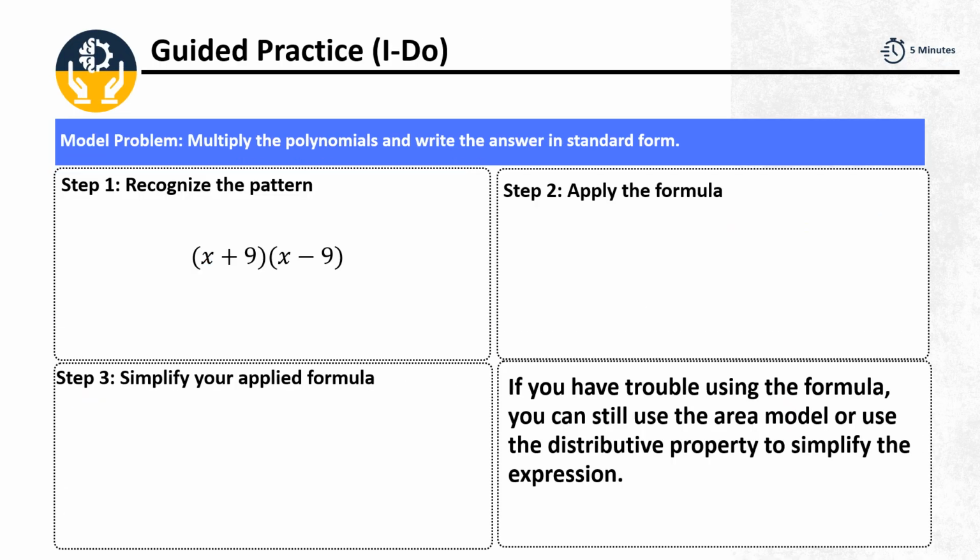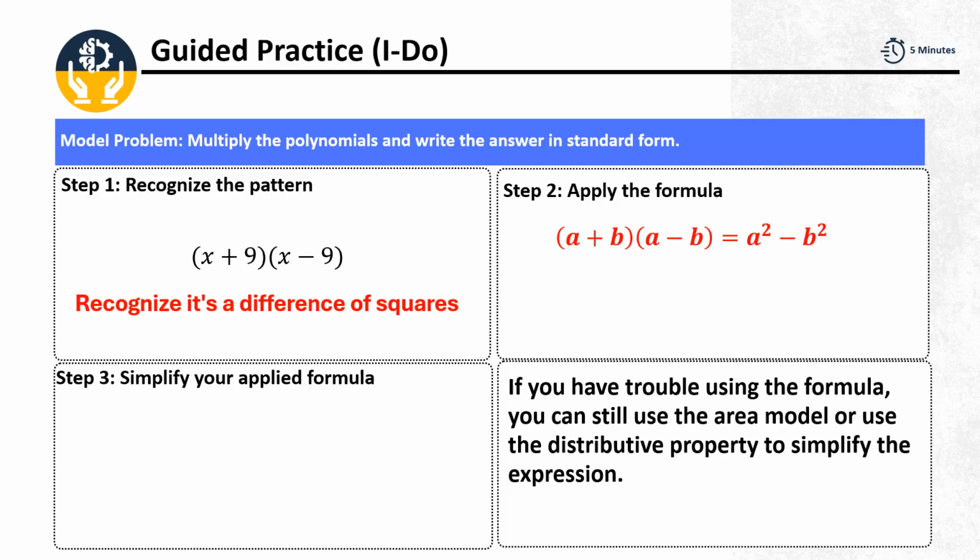Now for a difference of squares. Again, we need to multiply the polynomial and write the answer in standard form. So what I need to do first is recognize the pattern. What I see here is x plus 9 times x minus 9. Again, it's multiplication because there is no sign between the parentheses. And I can already recognize I have two of the same binomials, but they're not the same. One's a positive 9 and one's a negative 9. So I can actually recognize this as a difference of squares.